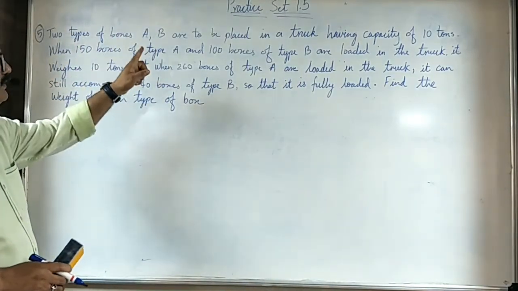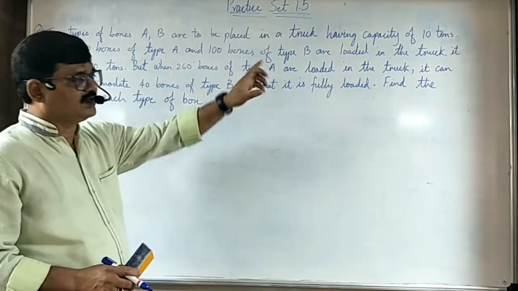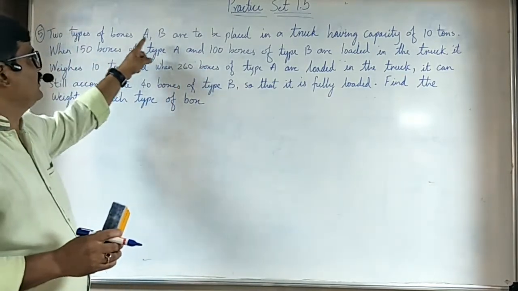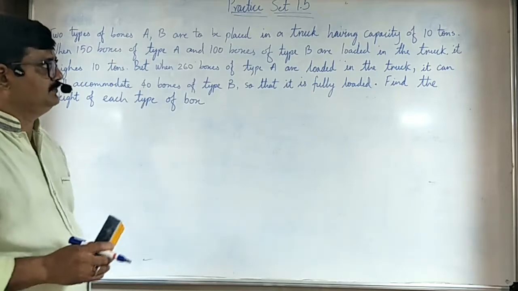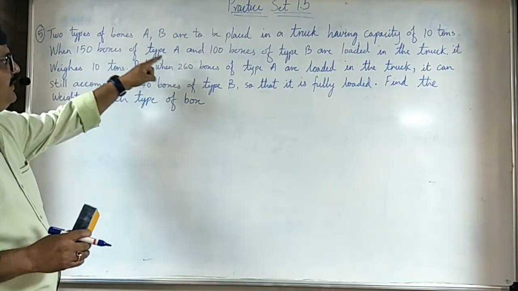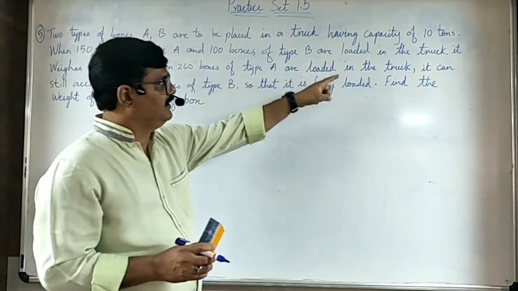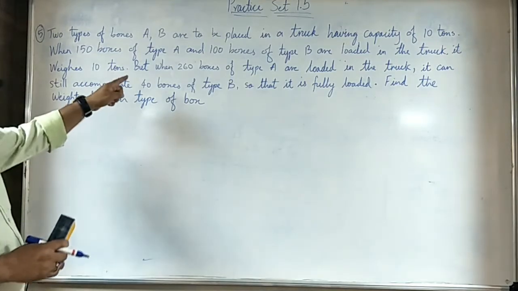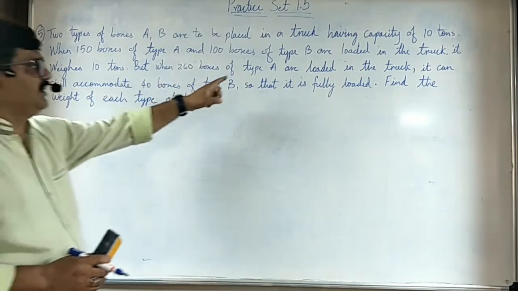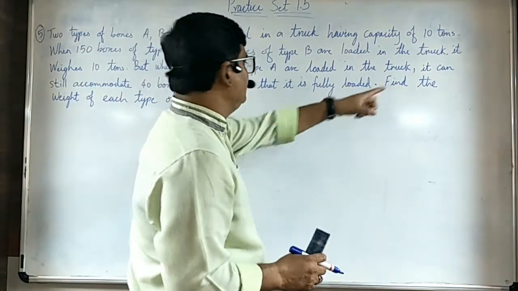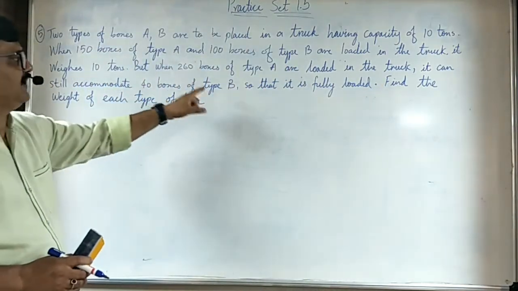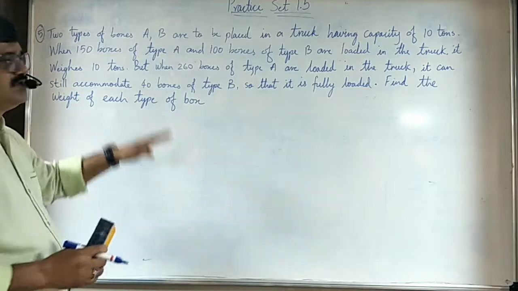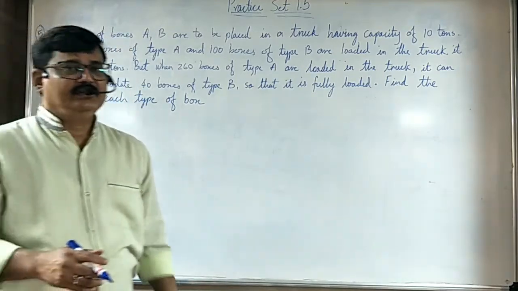2 types of boxes A and B are to be placed in a truck having a capacity of 10 ton. Remember that the capacity of the truck is 10 ton and you are putting 2 types of boxes, one A type and one B type. When 150 boxes of type A and 100 boxes of type B are loaded in the truck, it weighs 10 tons. But when 260 boxes of type A are loaded in the truck, it can still accommodate 40 boxes of type B so that it is fully loaded. Find the weight of each type of boxes.